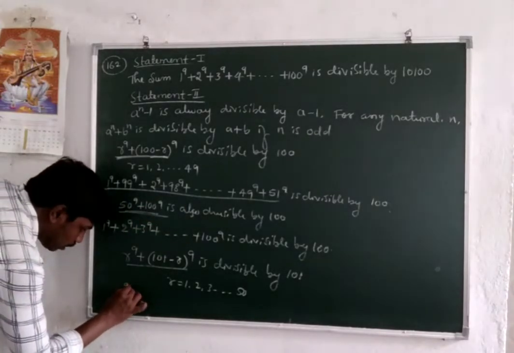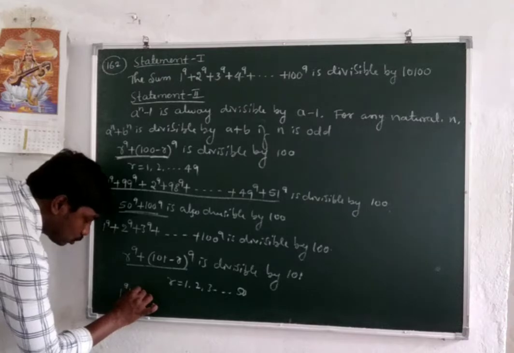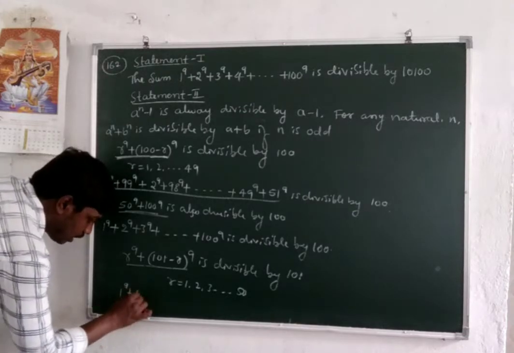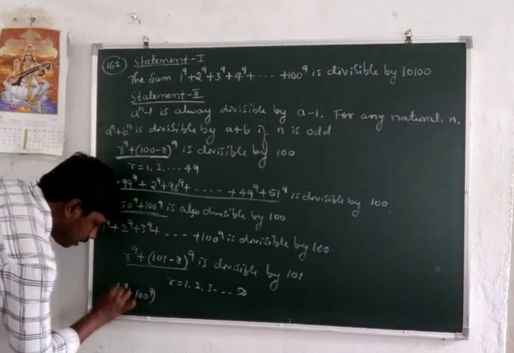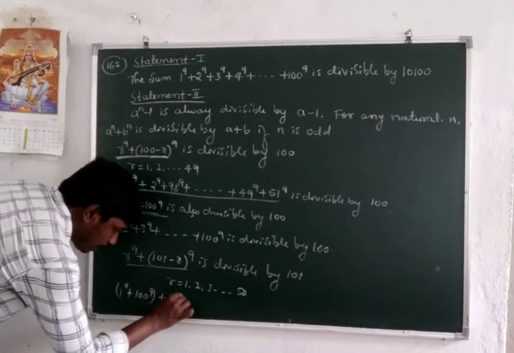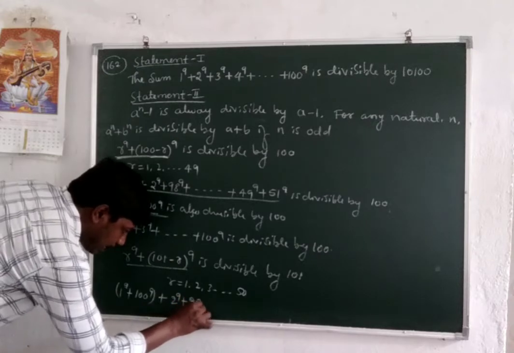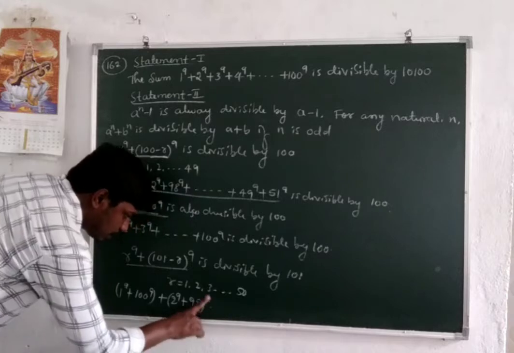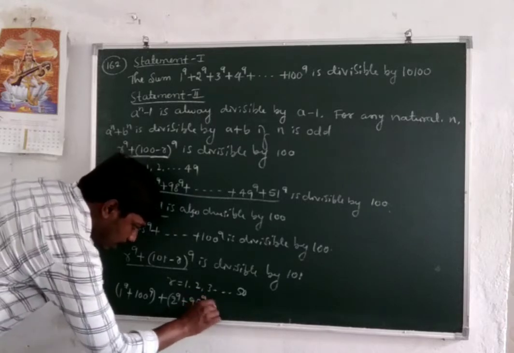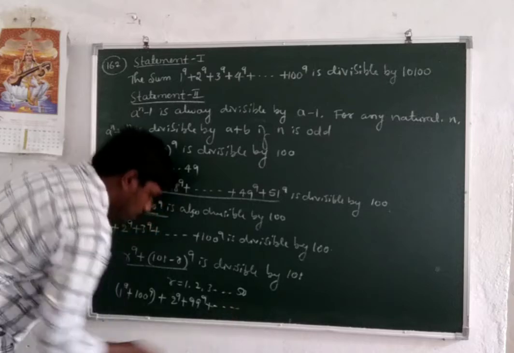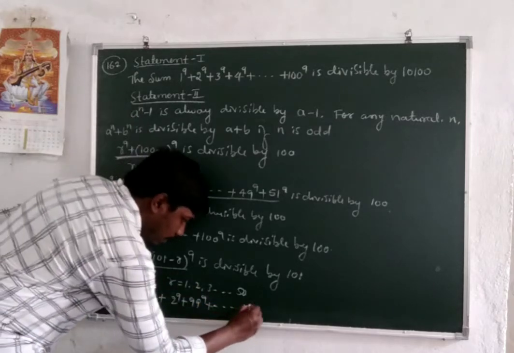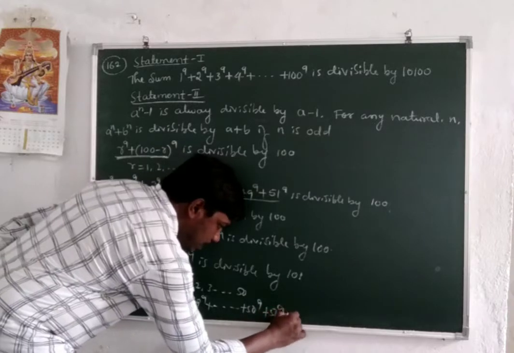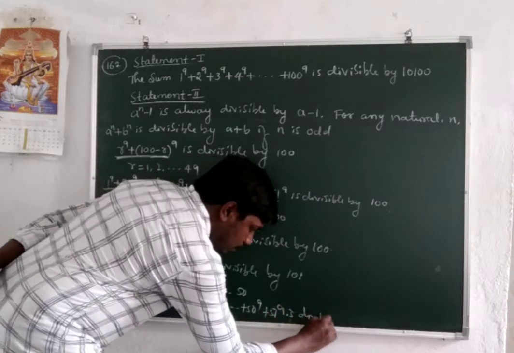So what happens here: 1 power 9 plus 100 power 9, plus 2 power 9 plus 99 power 9, and so on up to 50, where we get 50 power 9 plus 51 power 9. It is divisible by what?